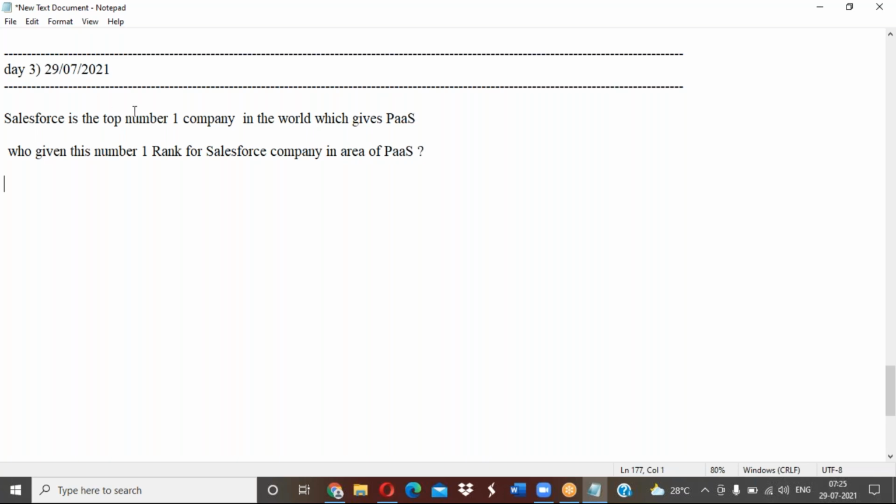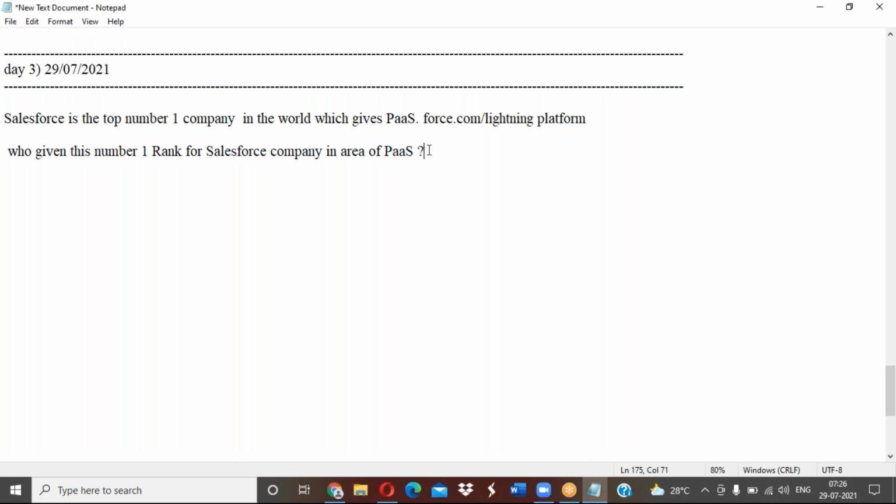Yesterday I said that Salesforce is the top number one company in the world, which gives platform as a service. The platform name is force.com. I hope all of you remember. That is the old name. The new name is Lightning platform. But who gave the number one rank to Salesforce in the area of platform as a service? Did Salesforce give it to itself? RAD means rapid application development. It's not a company name.